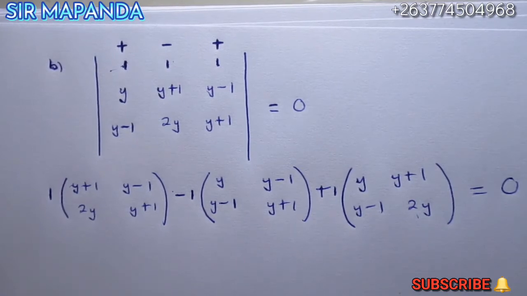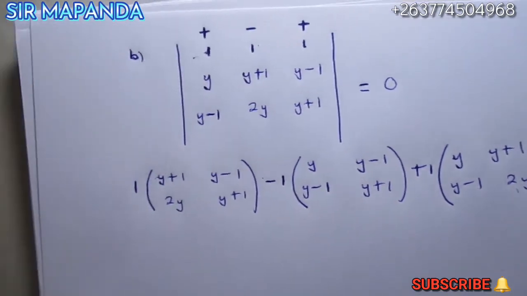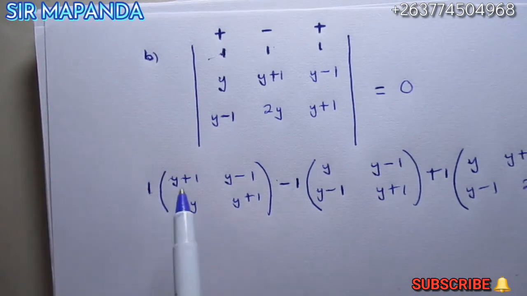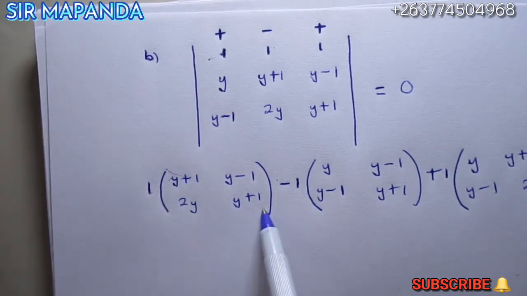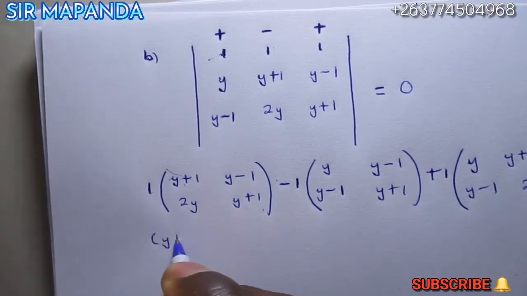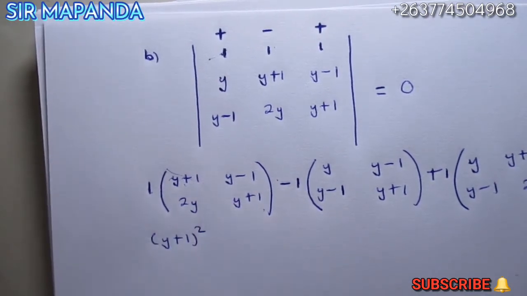So this is the first stage, right? I'm going to find the determinant of all the three brackets and multiply them with the corresponding scalars. I hope you are following, right? So here we are going to multiply the first row first. y plus 1 times y plus 1, you get y plus 1 squared.